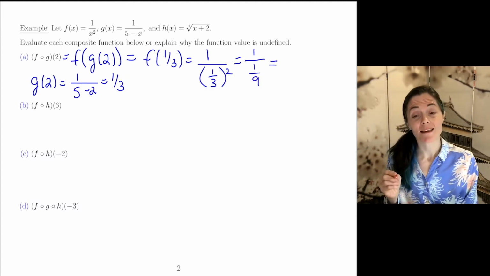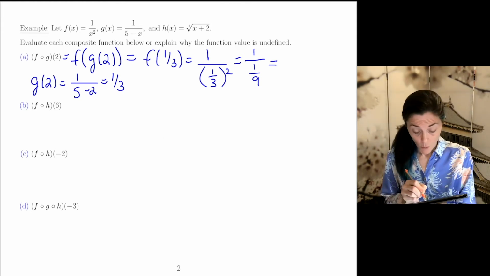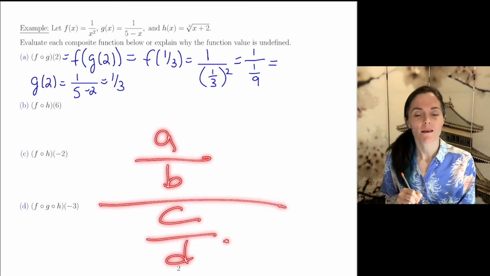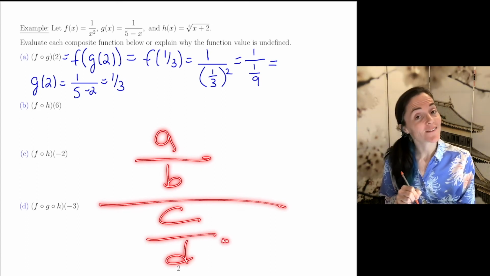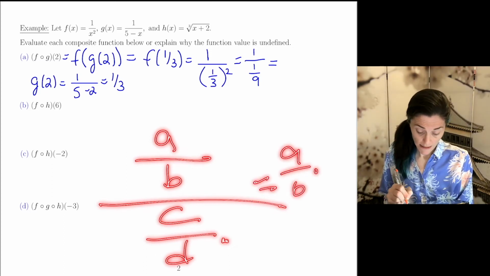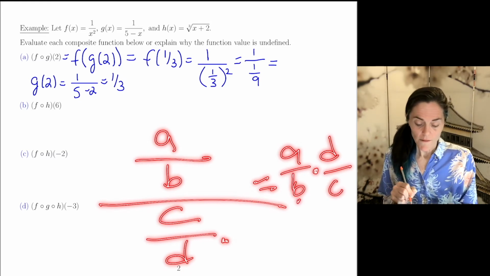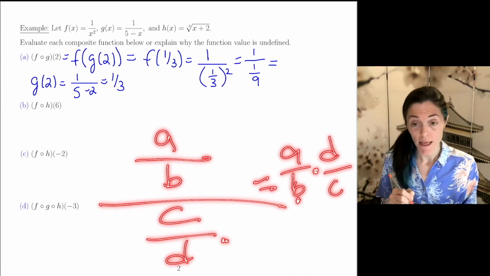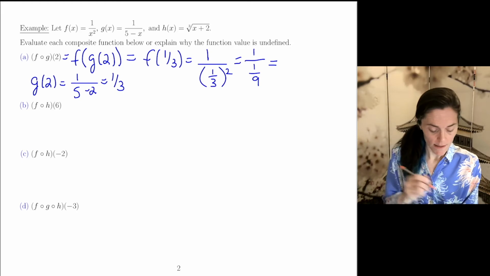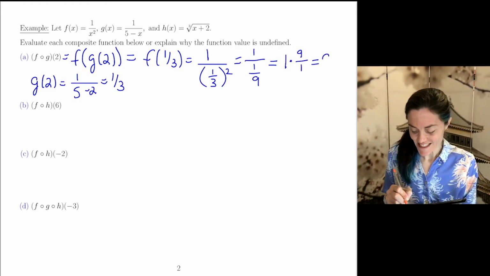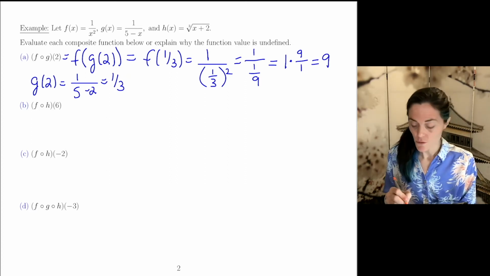Now, how do we simplify this? Well, whenever you have, say, a over b divided by c over d, we can simplify this by inverting and multiplying. So this is equal to, say, a over b times d over c. Okay. Well, in this case, my denominator is 1 over 9. So when I invert and multiply, I am multiplying by 9 over 1. So this is 1 times 9 over 1, which is 9. So this is the answer to letter A.